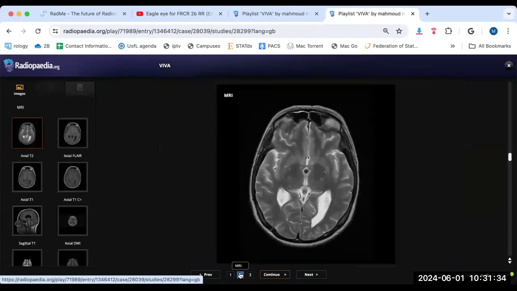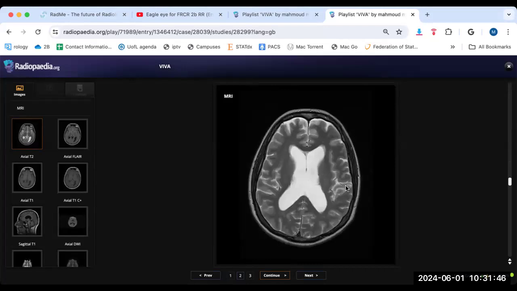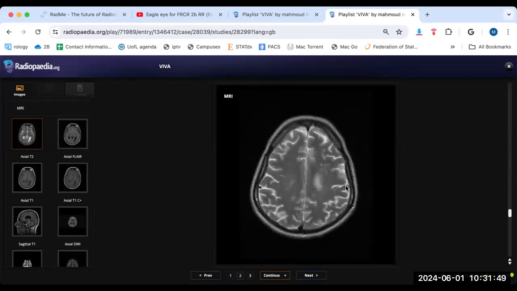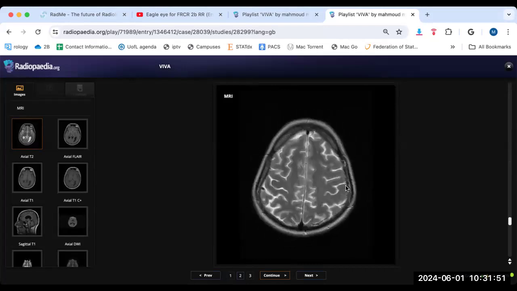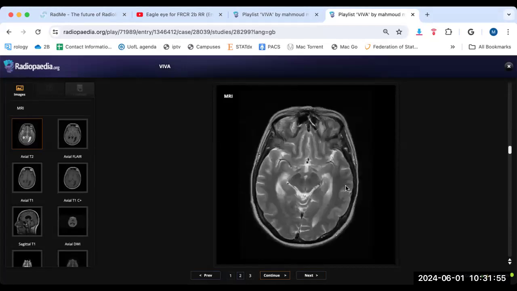Okay, let's start. This is the first case. We have this patient with headache. Doctor, candidate 1, you can request the remote control. Yeah, approve. You can go up and down through the case. What is this sequence? Okay, this is the T2 sequence, axial sequence. What can you see here?